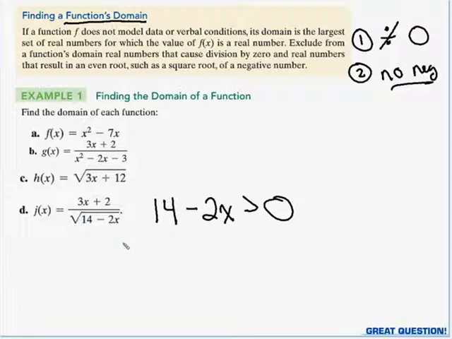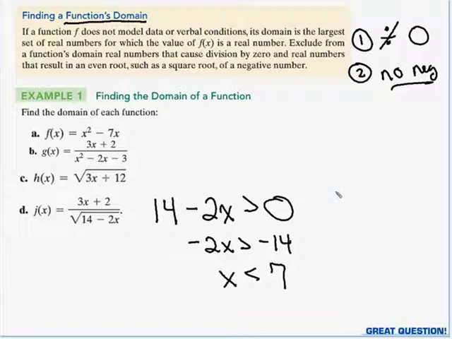So 1, we want our denominator to not equal 0, so I don't have the or equal to. And 2, we want what is under that radical to be positive, greater than 0. So let's solve this for x. I'm going to subtract 14 from each side, and then divide by -2, remembering to flip my inequality when I divide by a negative. So here my domain is x must be less than 7. Anything greater than 7 or exactly equal to 7 leads to bad things, either a 0 in our denominator or a negative underneath the radical.